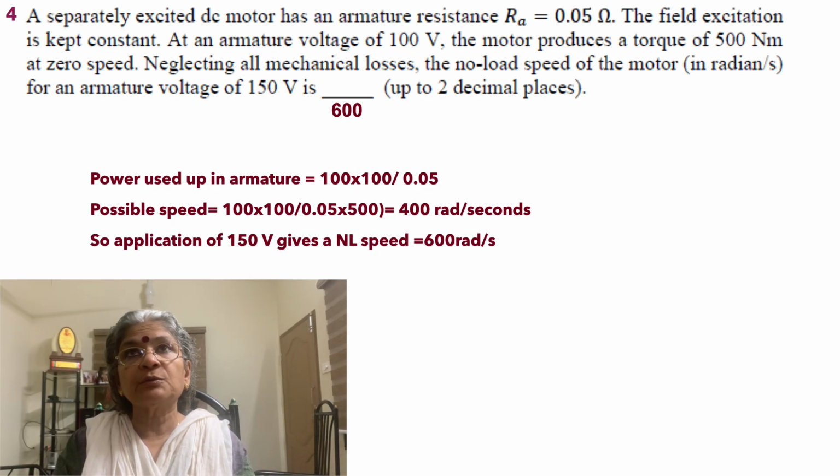Okay, so as was mentioned earlier, when you are having a stalling torque, you have a current. Okay, and how much is that? That's given by 100 divided by 0.05. And so what's the power developed? Multiplied by another 100. Okay, so this is the power developed.